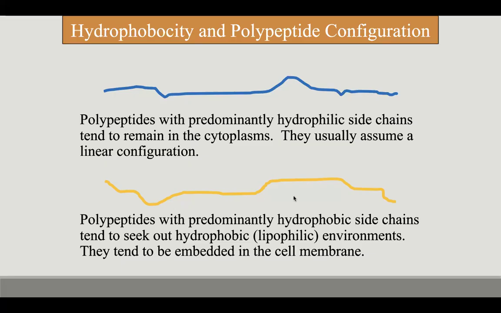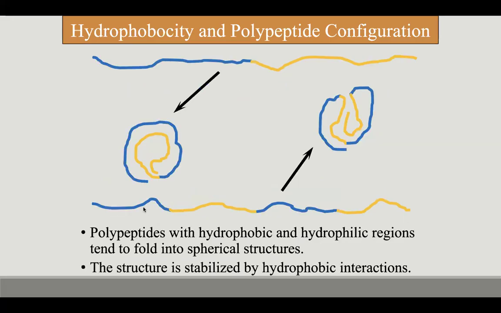Polypeptides that have hydrophobic side chains tend to seek out hydrophobic environments. So which is lipophilic, they like fatty acids. So they tend to be embedded within the cell membrane among the fatty acid tails. What if they have both regions?